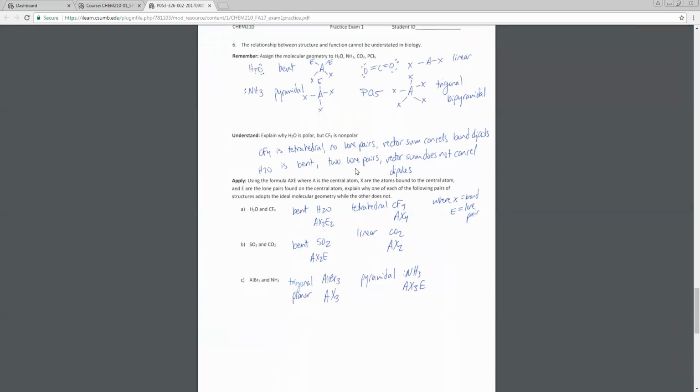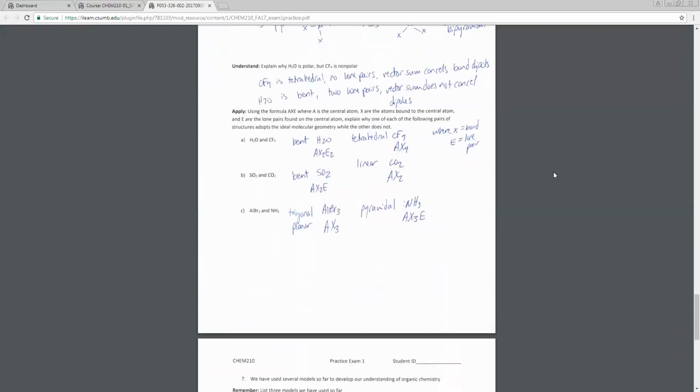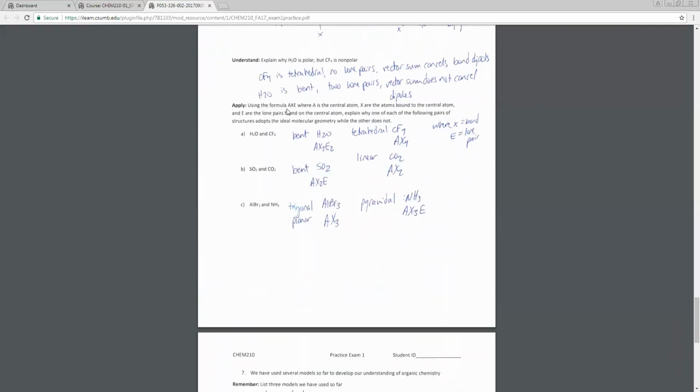Whereas H2O is bent because there are two lone pairs and the vector sum of the bond dipoles does not cancel. You're going to use the formula AXE to be able to evaluate water and CF4. This shows you two lone pairs, whereas it's 4 bonds here. Here is one lone pair versus no lone pairs. And here, it's no lone pairs versus one lone pair.